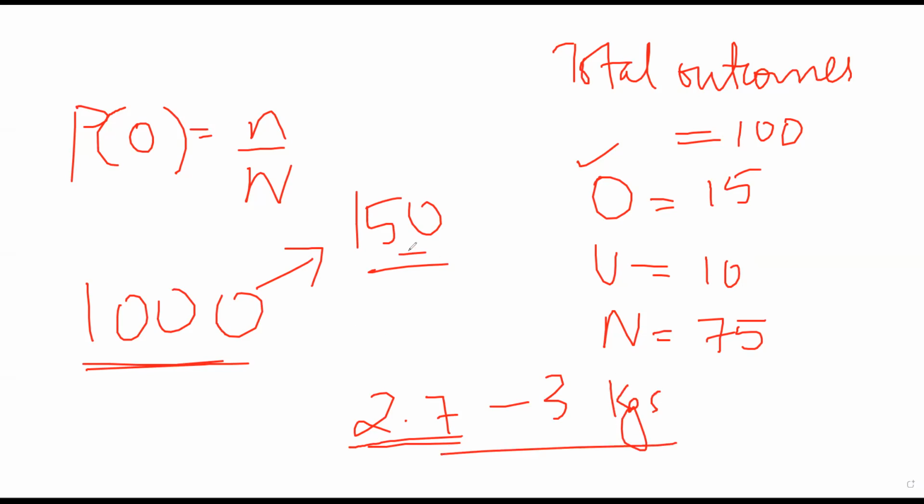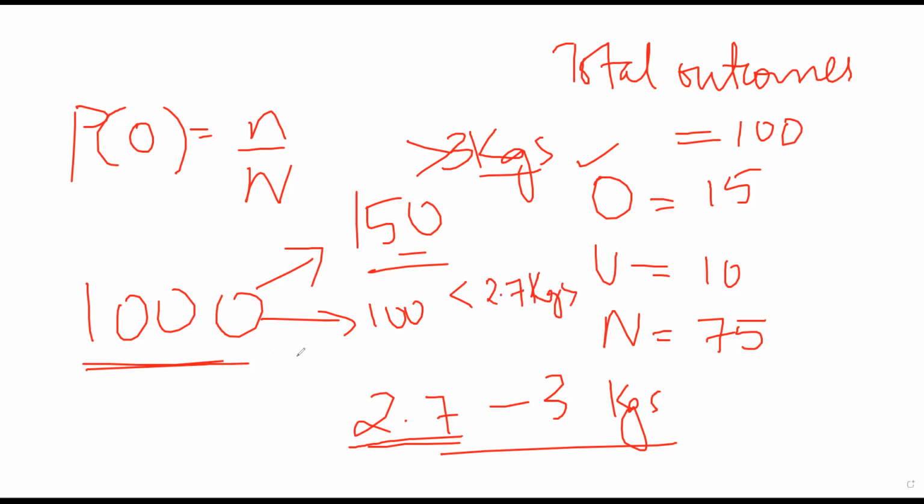Now I am telling you that 150 babies are overweight, meaning let us suppose all of these are over 3 kgs, 150 babies. And there are 100 babies which are underweight, meaning they are less than 2.7 kgs. And how many remain? 750 are normal.